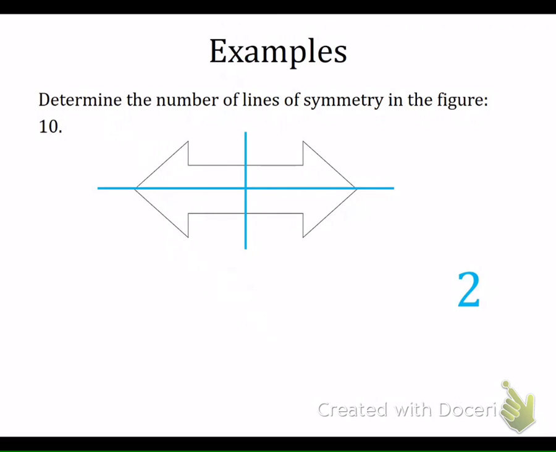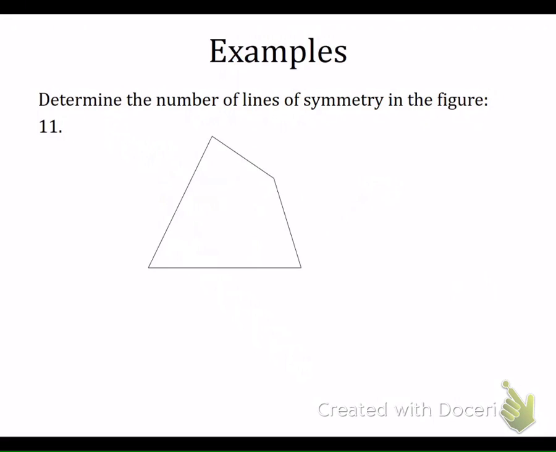The next one, 0. Make sure you're writing the numbers, not just the lines of symmetry. Actually, the number of lines is the answer. And what was number 8? Can anyone help him out with 8? It was 4. All right.